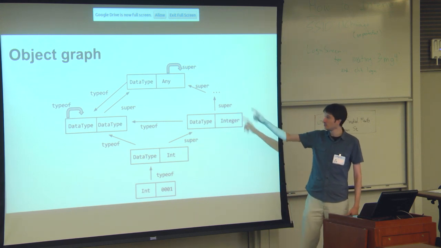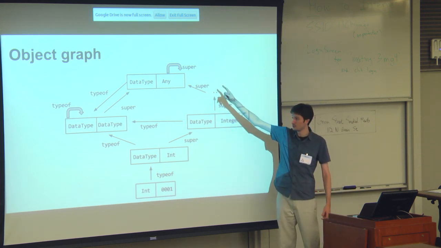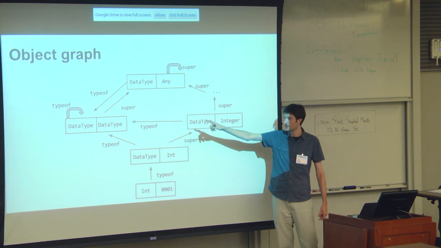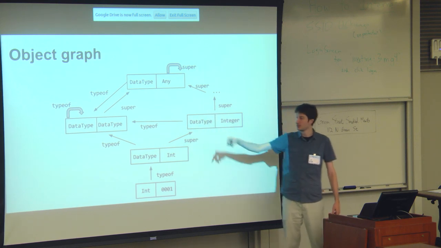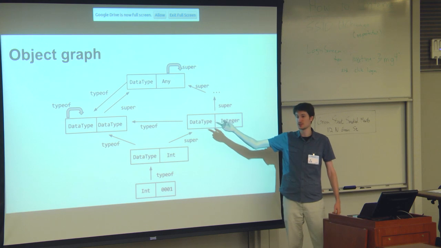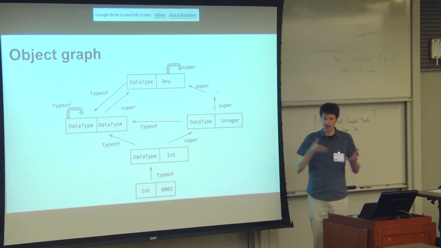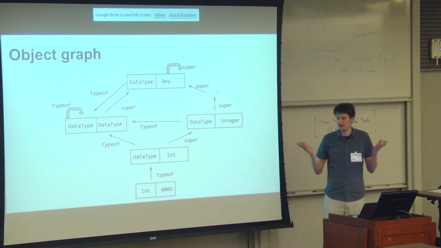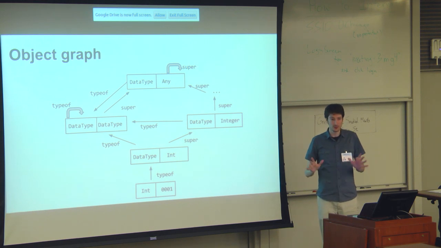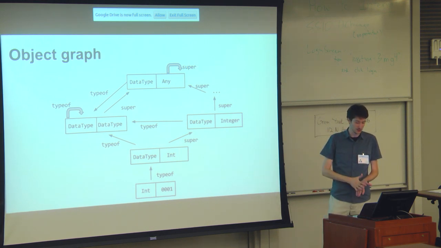Basically, there are these two fixed points. Once you get to Any, it's its own supertype, and once you get to this thing called DataType, it's its own typeof. So that thing on the left is basically self-describing. It's a struct that describes its own layout, which is not that fancy. It sounds kind of cool, but it's really not that cool.